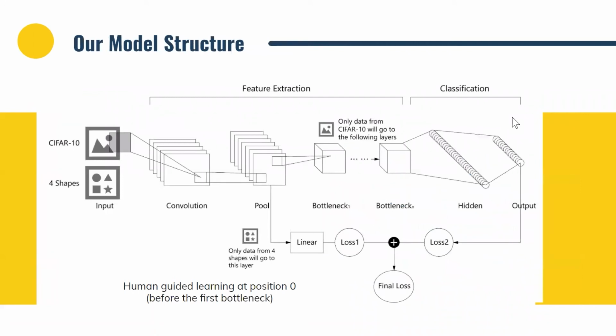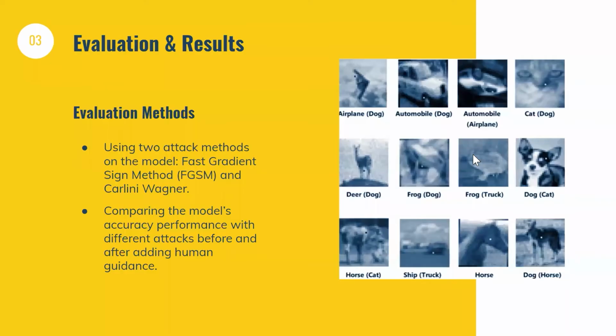Here is our modified structure of ResNet 50. We add a linear layer and a loss function before the first bottleneck. The 4Shapes data will go into this layer and update the loss here. The CIFAR-10 dataset will go to the rest of the ResNet layers and update the output loss. We add the 2 weighted losses together as our final loss. After training, both models achieved an accuracy of around 94%.